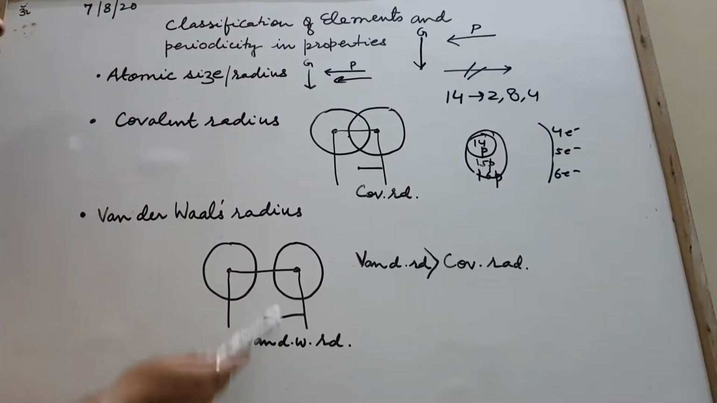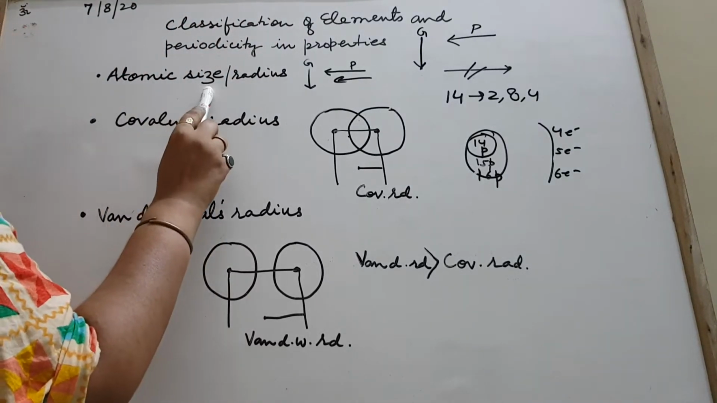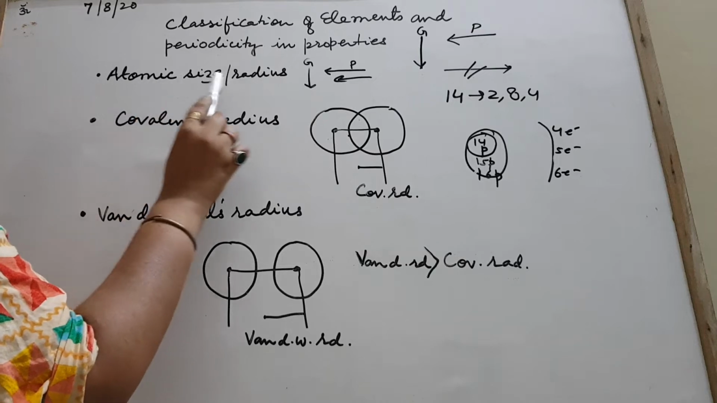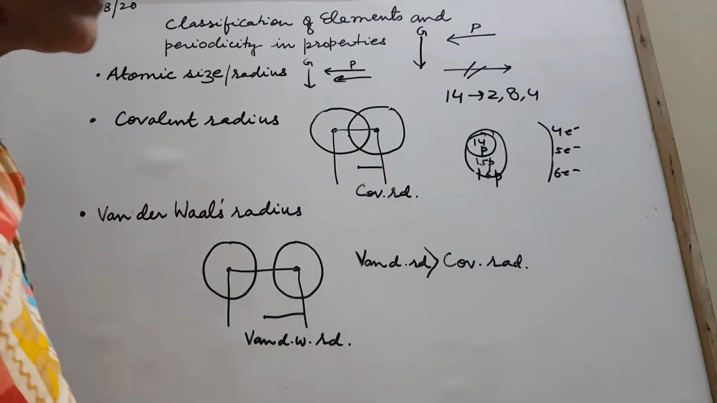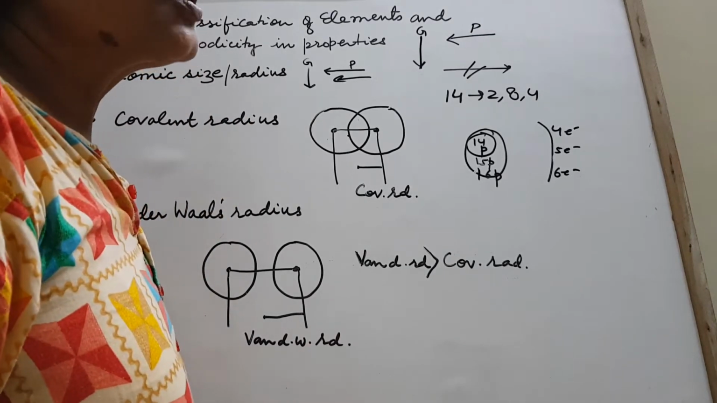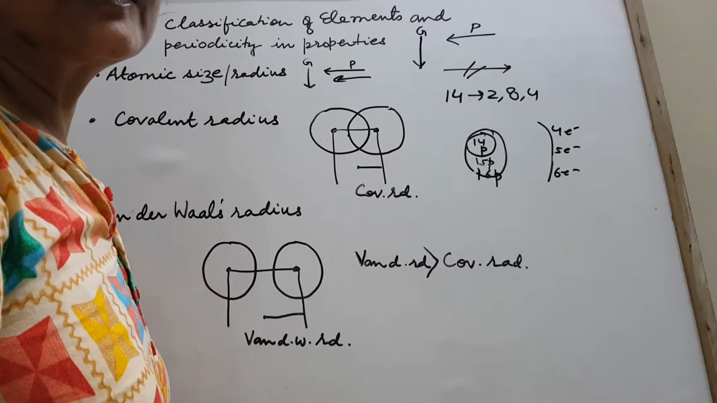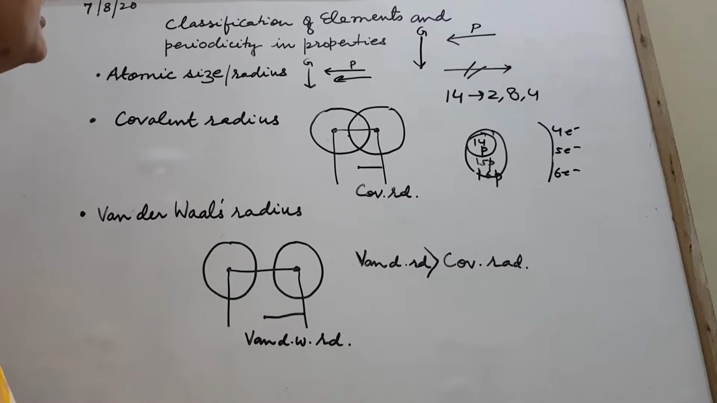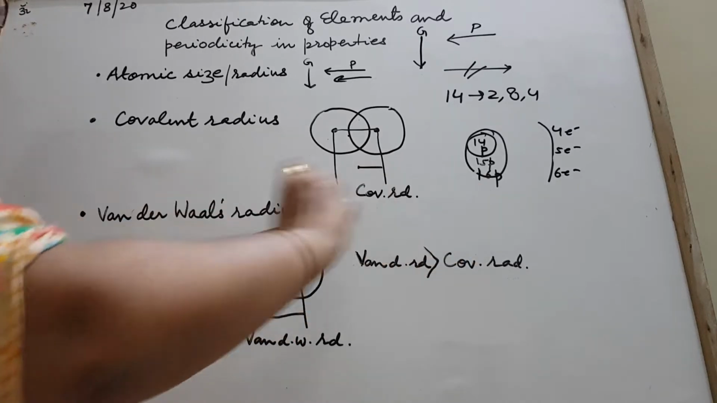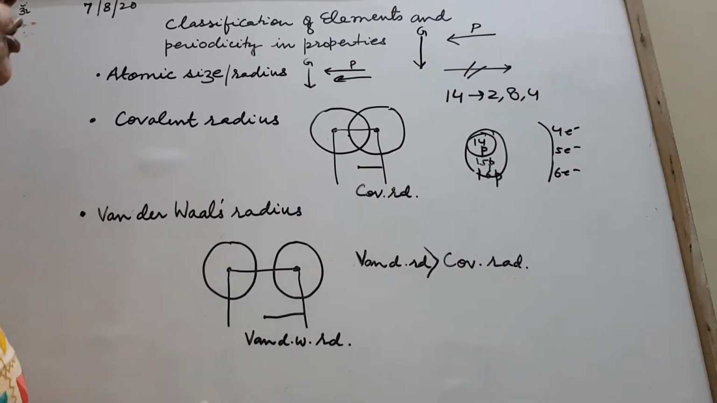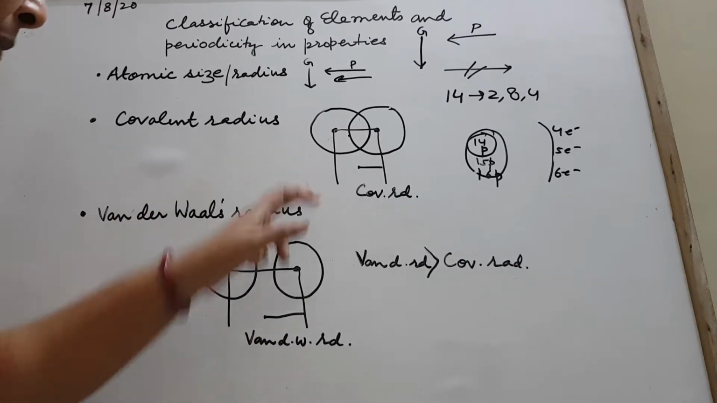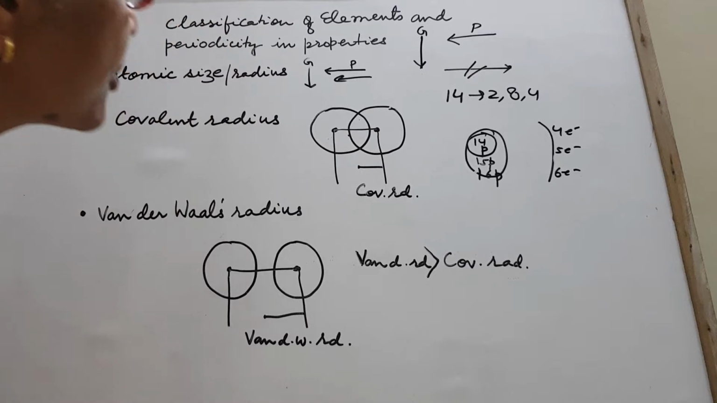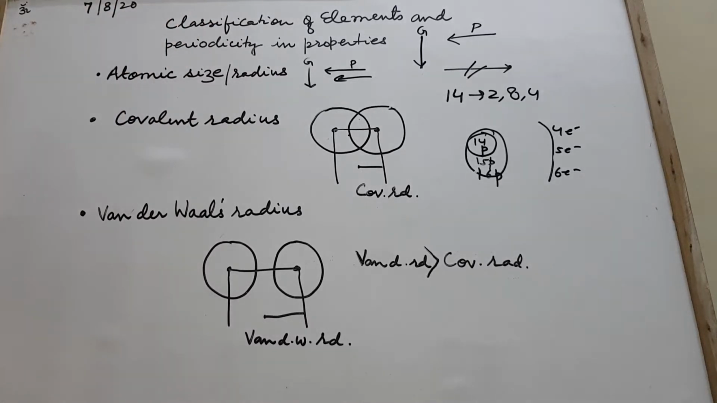Now children, with this atomic size, we have one more term, atomic radius, to be studied. The size of atoms is normally expressed in terms of atomic radius. Now, what all values you see in the table are mainly of covalent radius. Now what is this covalent radius, children? I'm trying to show you here. Just try to understand what is this covalent radius.